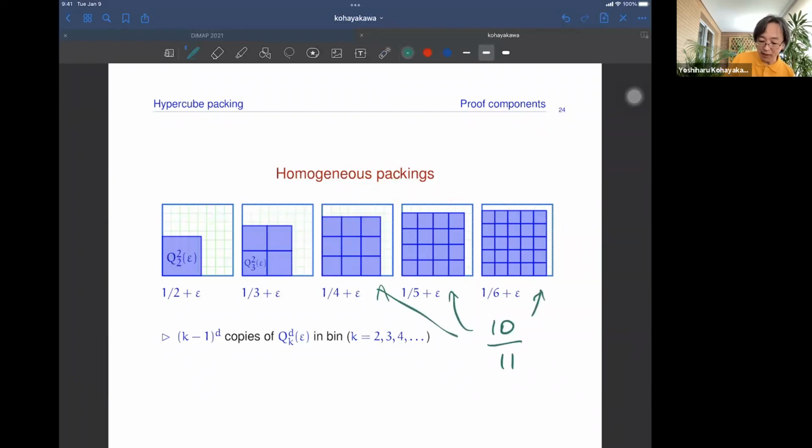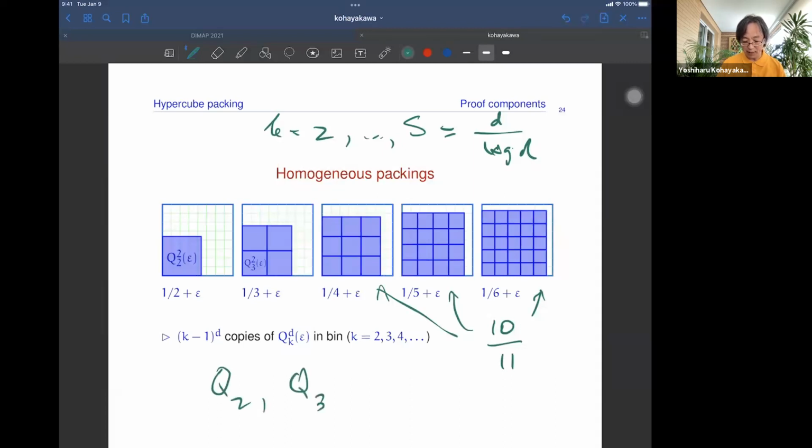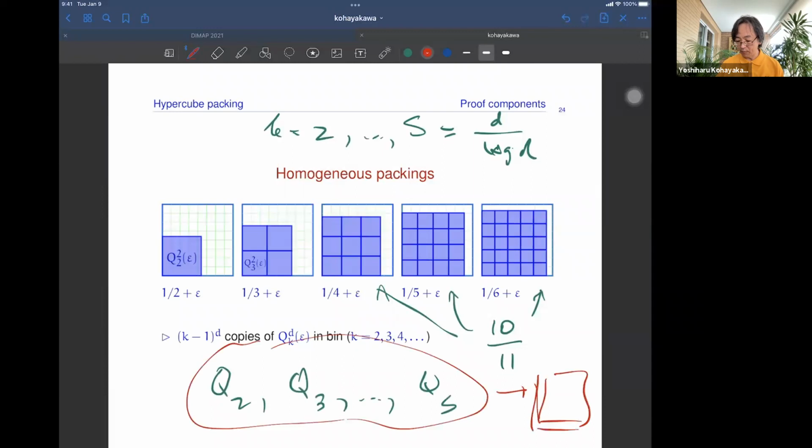And you can do this for k from 2 up to some value s, which is of the form, of course the coefficient is not so important, d divided by log d. So you have a bunch of these Qk's: some number of Q2, some number of Q3s, up to some number of Qs, and you can pack all of this into one unit cube, into one bin. So that's the claim, right?